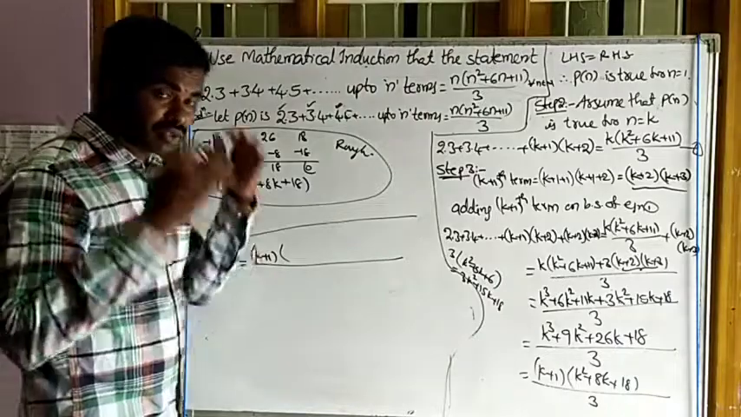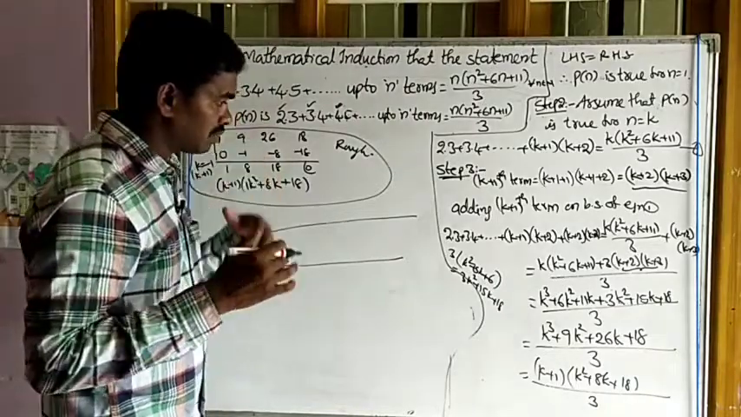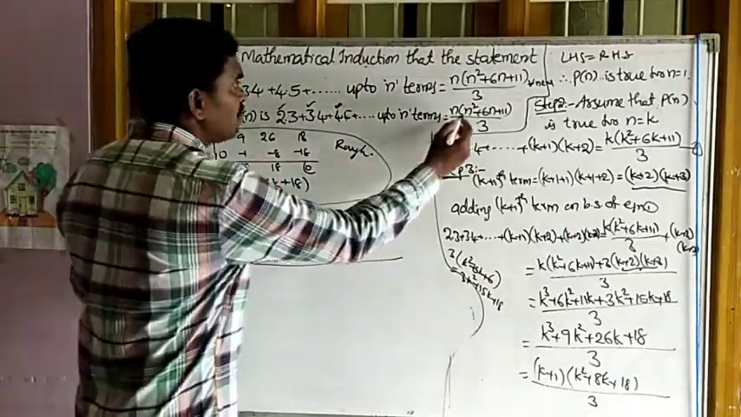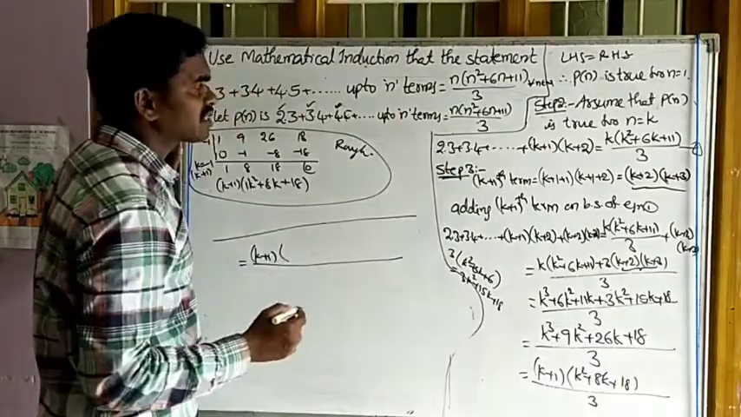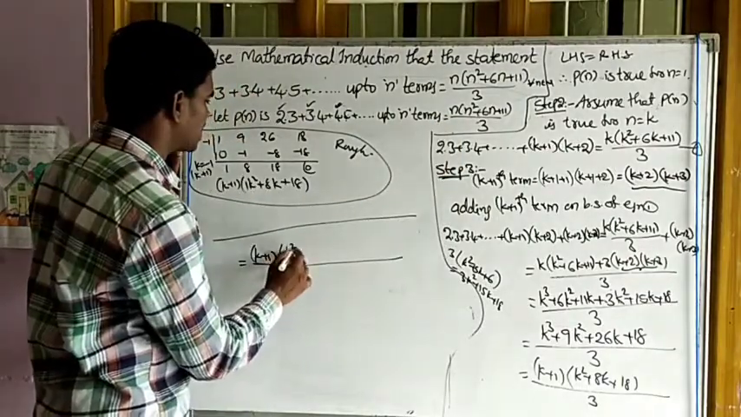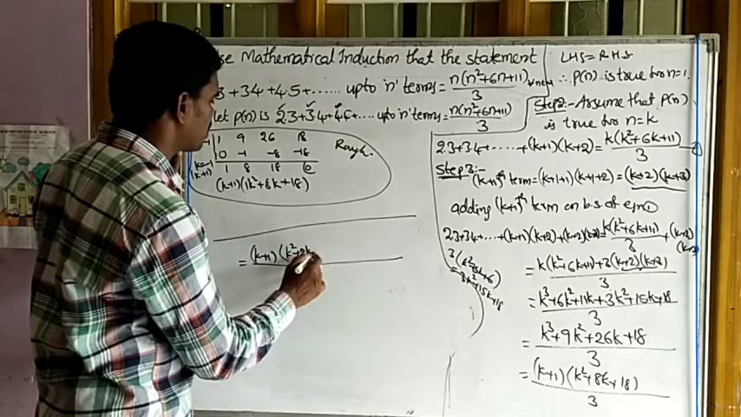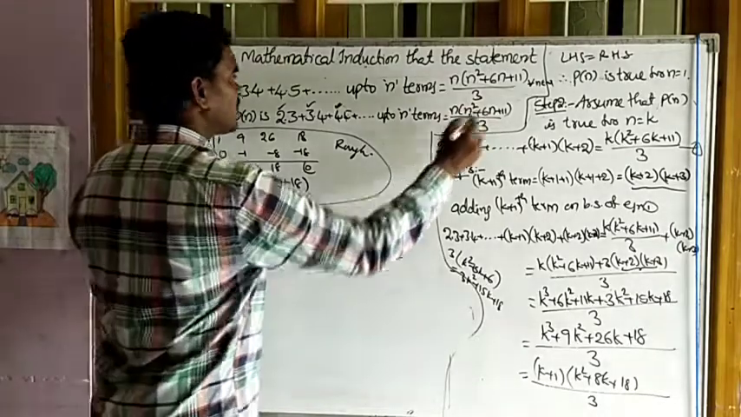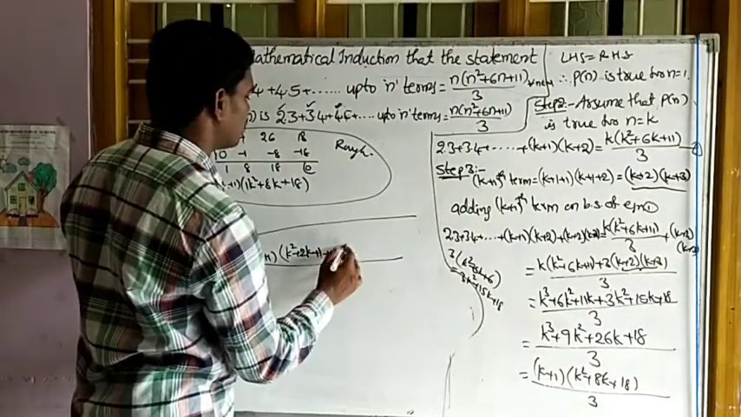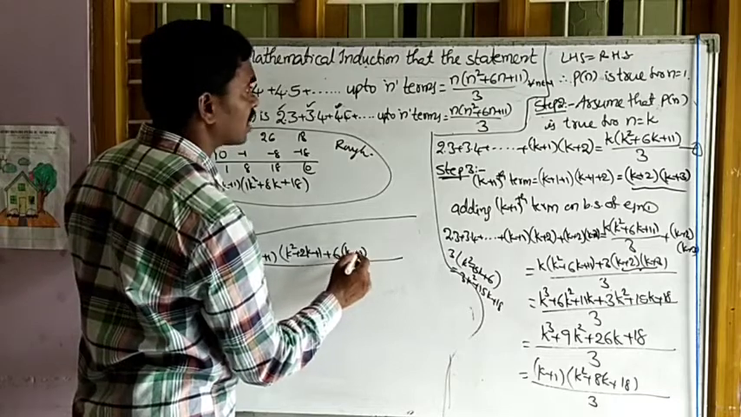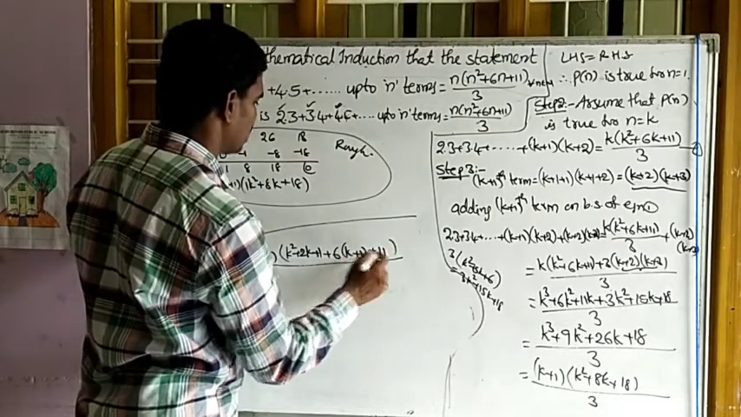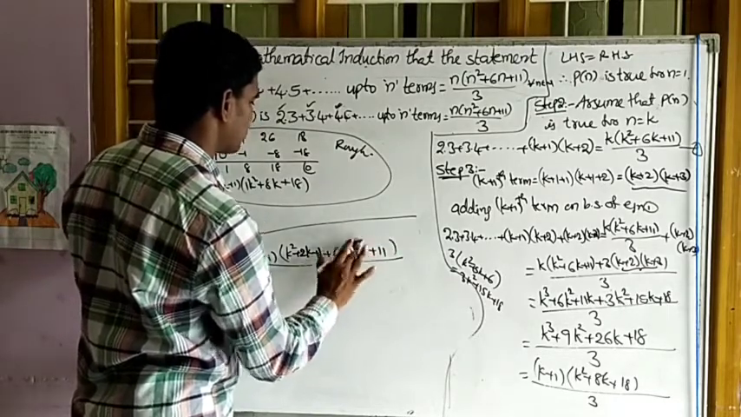So we have to think logically. We should get k n square, meaning k plus 1 whole square we have to get, meaning k square plus 2k plus 1 is required. And plus 6 into n plus 1 is required, meaning 6 into k plus 1 is required. And plus 11 is required, meaning 6k plus 6 is required.